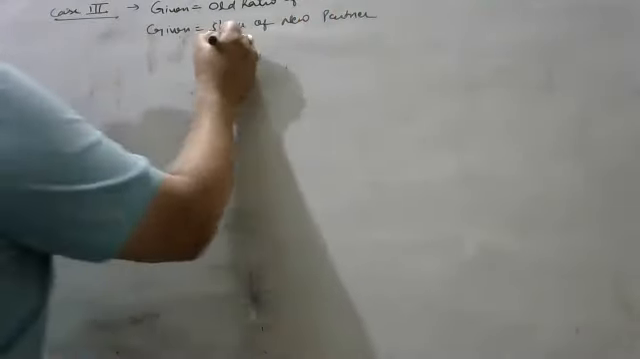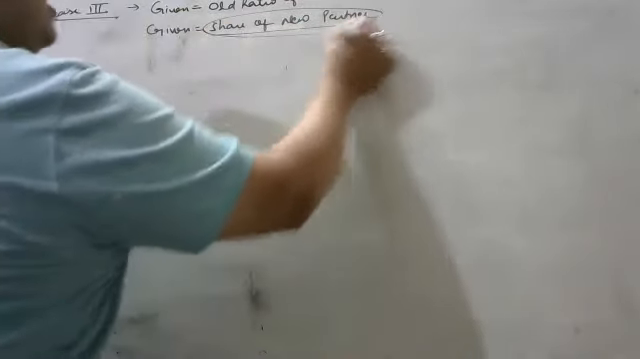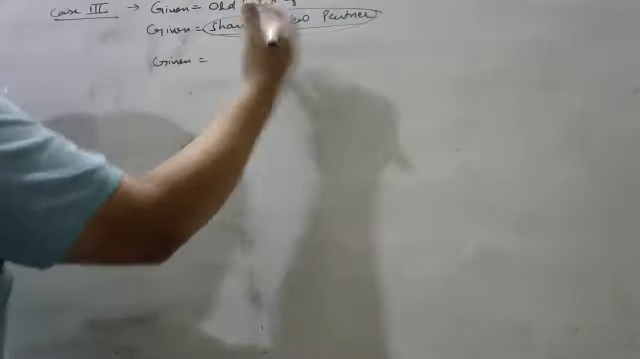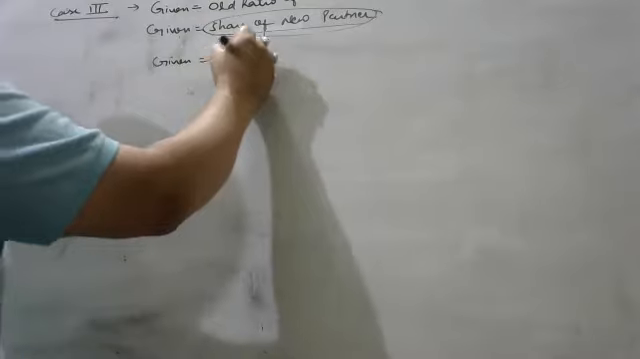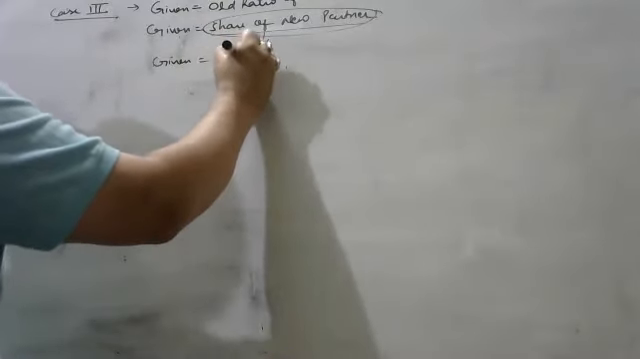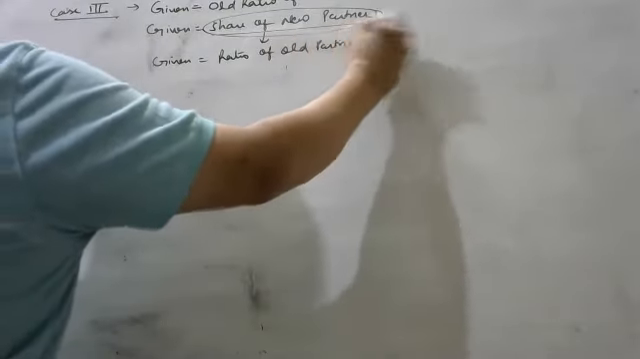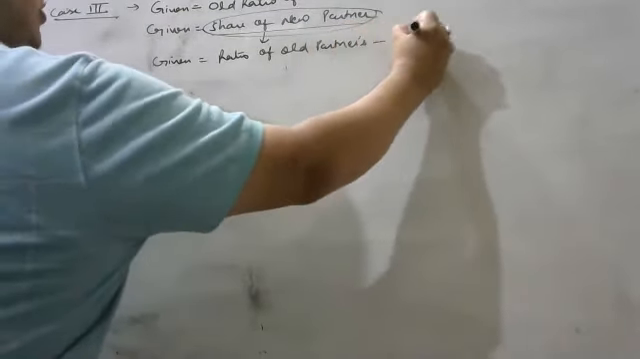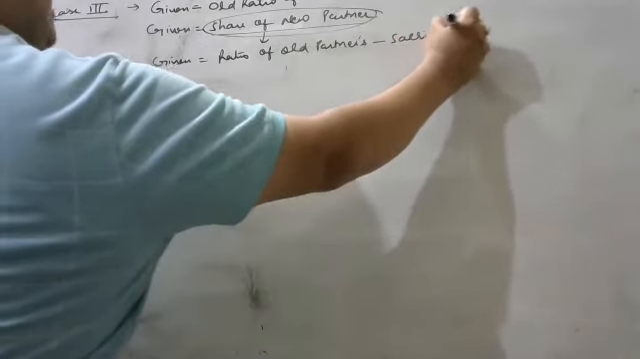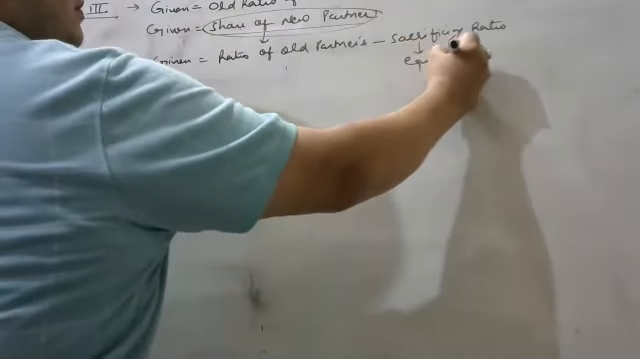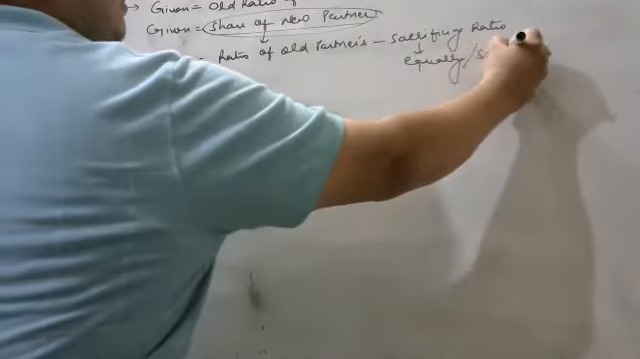And this share, whatever the share of the new partner is given, in what ratio he is gaining from the existing partner, the ratio of the old partners, you can say the sacrificing ratio, is also given. This sacrificing ratio may be equal or something else.